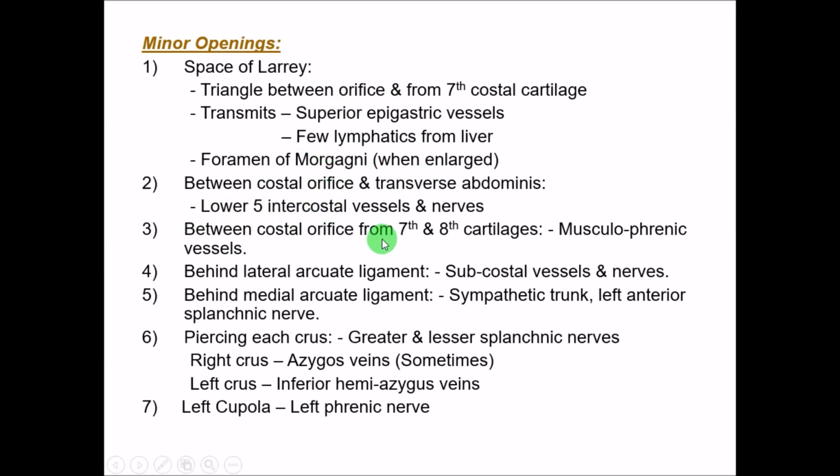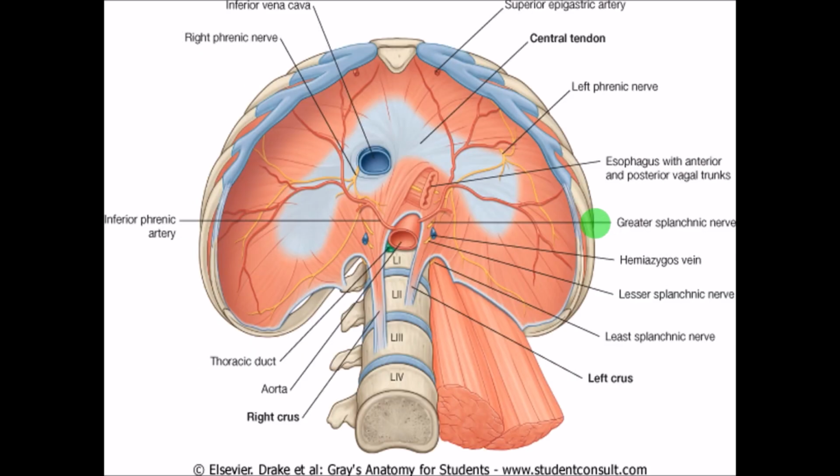Between the costal orifice from the 7th to 8th costal cartilage, the musculophrenic vessels will be entering again. The musculophrenic nerve, which is the main nerve supplying the dome of the diaphragm, will be entering between the costal orifice from the 7th to 8th costal cartilages.